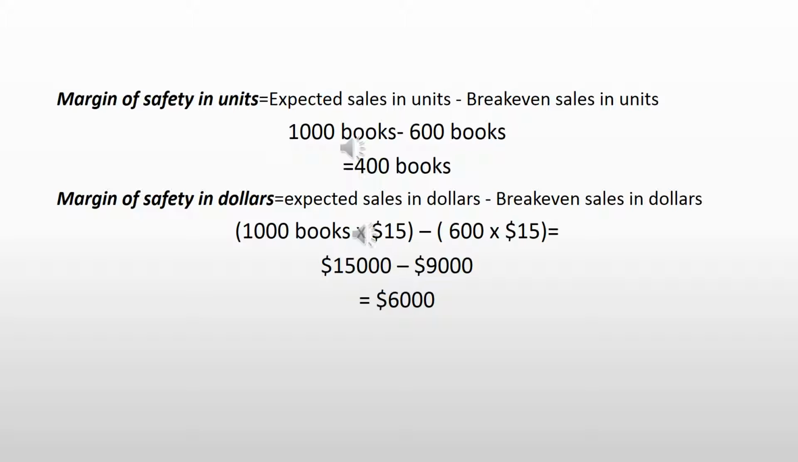The margin of safety in dollars can be calculated the same exact way. All you have to do is take the expected sales in dollars and subtract break-even sales in dollars from that. So in our example, we had 1,000 books that were expected to sell, so we multiply it by that sales price and subtract the break-even sales times that sales price as well. So then we get 15,000 minus 9,000 equals $6,000, and the $6,000 is our margin of safety in dollars.